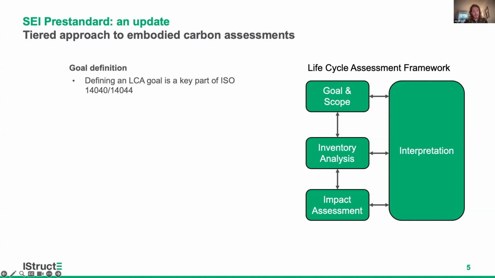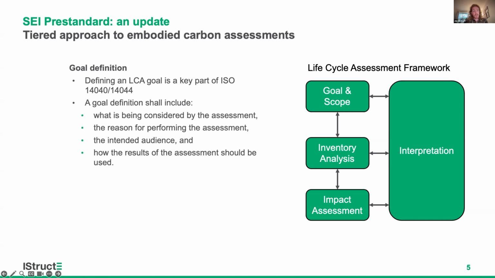And if we go back to the formal life cycle assessment framework from ISO 14040 and 14044, we know that defining a goal is an essential part of doing an LCA. And then choosing a corresponding scope to match that goal is essential. And then we have our inventory analysis, our impact assessment, and of course the interpretation phase. But this inventory analysis and impact assessment is quite standardized.